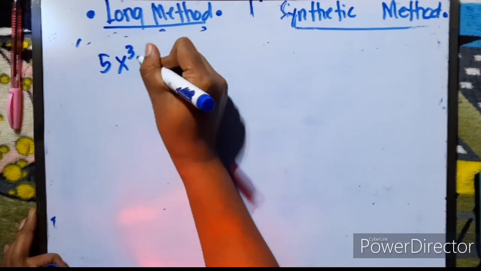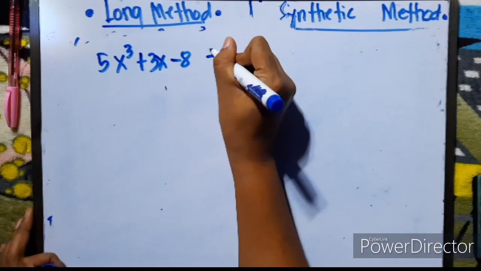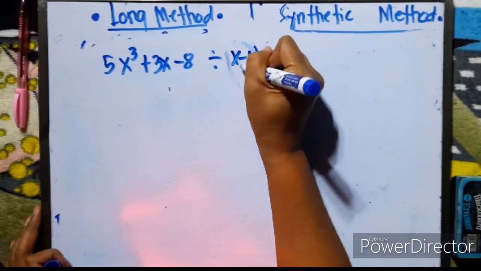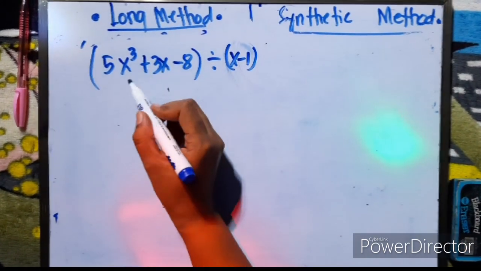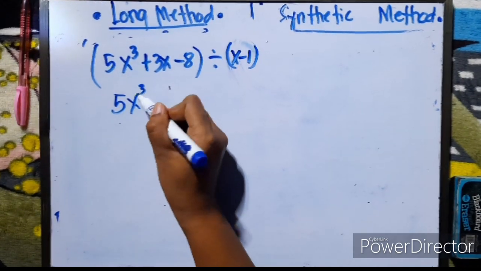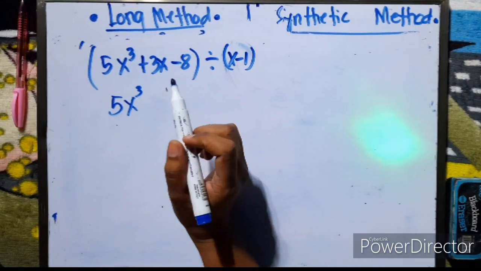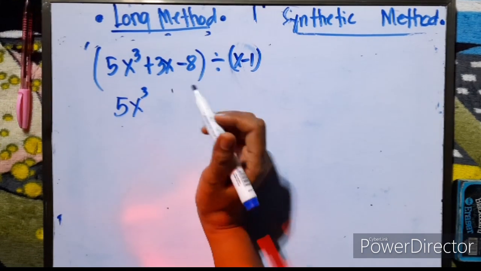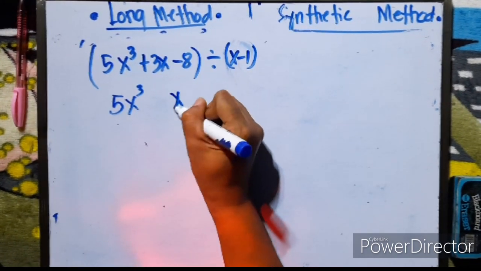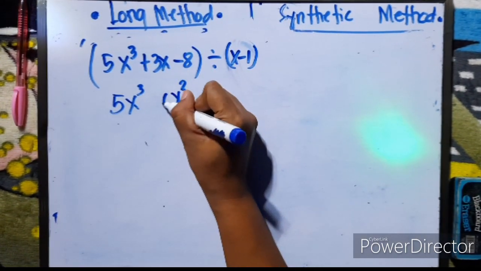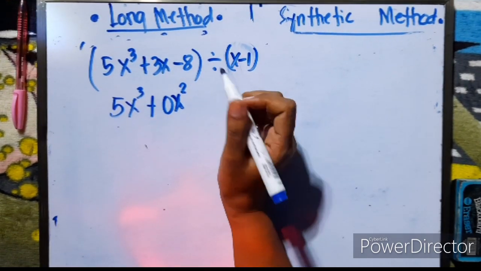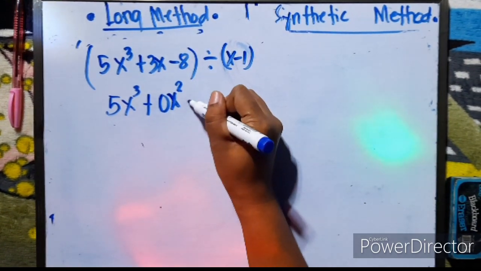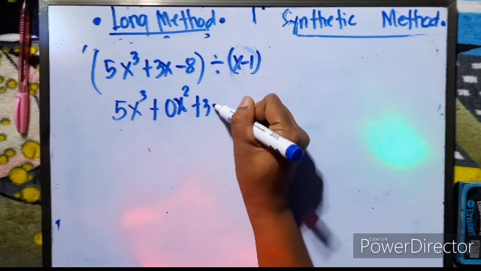5x cubed plus 3x minus 8 divided by x minus 1. First, you are going to arrange the polynomial in decreasing order. So after 5x cubed, what comes next before x is x squared. We need x squared. Since x squared has no value, we fill it with 0. The aim is to complete the polynomial, and it is easier to divide. Followed by 3x minus 8.